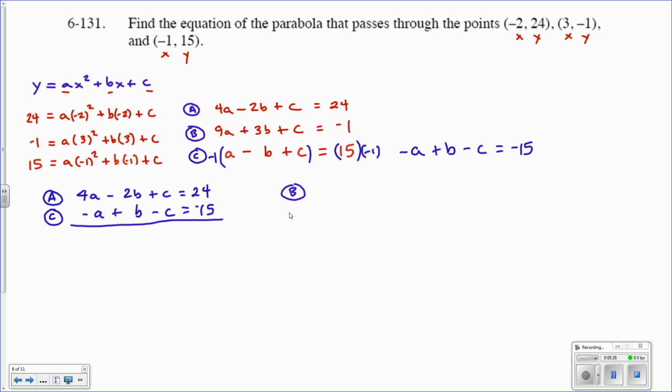Key here is making sure you eliminate the same variable from each pair. I see a lot of mistakes made, and that's usually the number one error, is people will eliminate a different variable, and then they're just stuck. So we have 9a plus 3b plus c equals -1. And throw our c in there, so we're still going to use the one that's been multiplied by a negative 1. So -a plus b minus c equals -15.